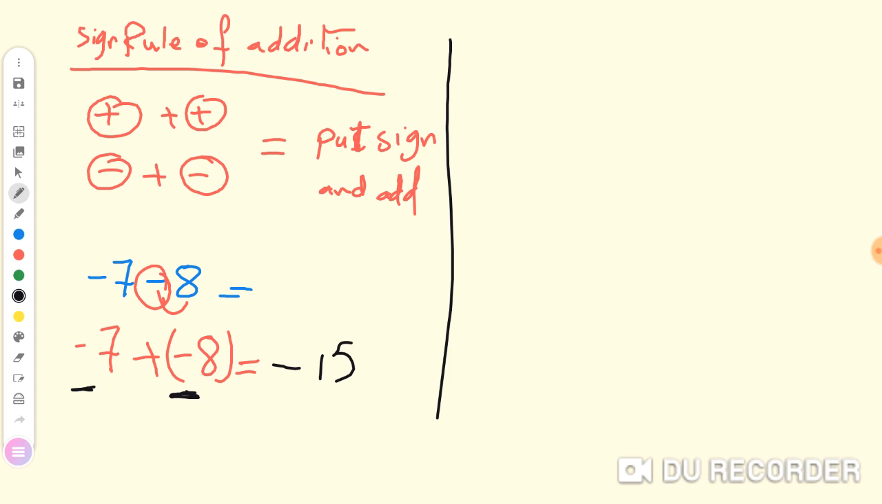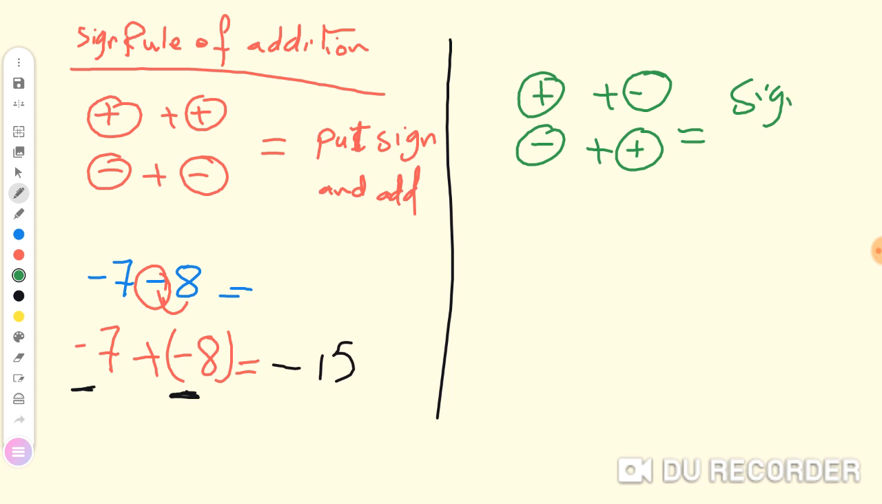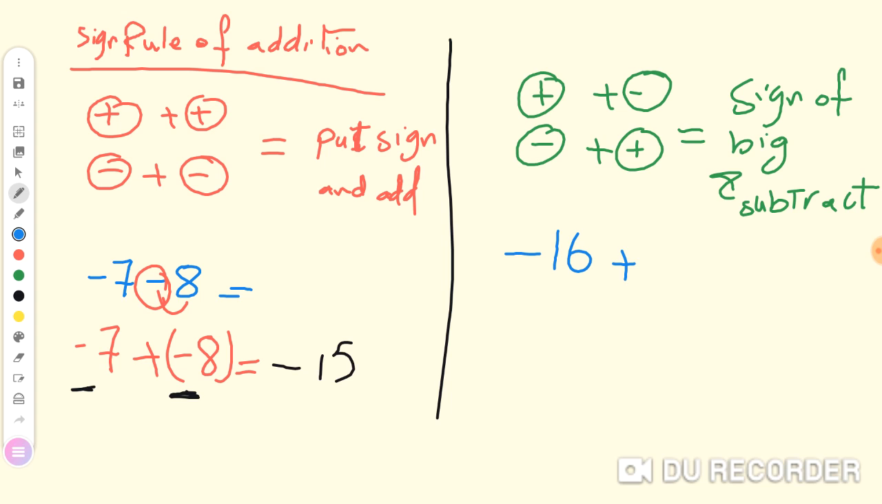Okay, in case of different sign, like positive plus negative, or negative plus positive, sign of big and subtract. Big number here means the absolute value of the number, by the way, okay? Let's take an example, okay? Negative 16 plus 8. Okay, what's the biggest number here? As I told you, big here means the absolute value. So this is considered as 16, and this is considered as 8.